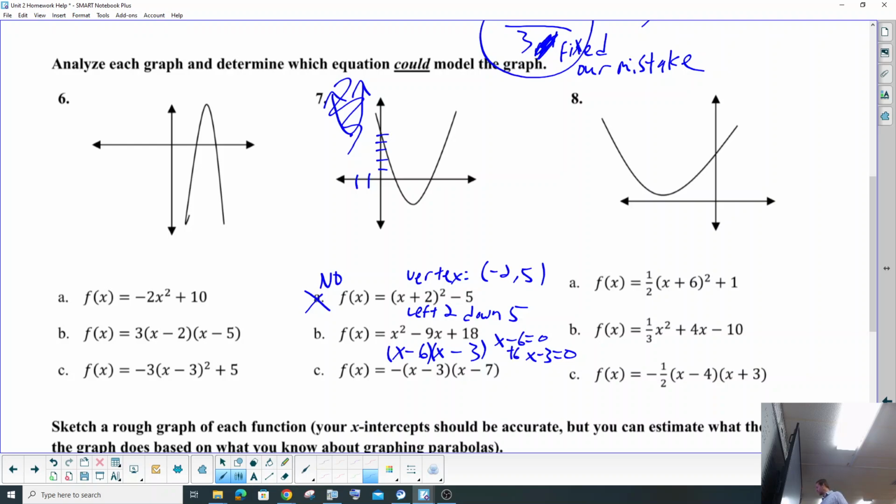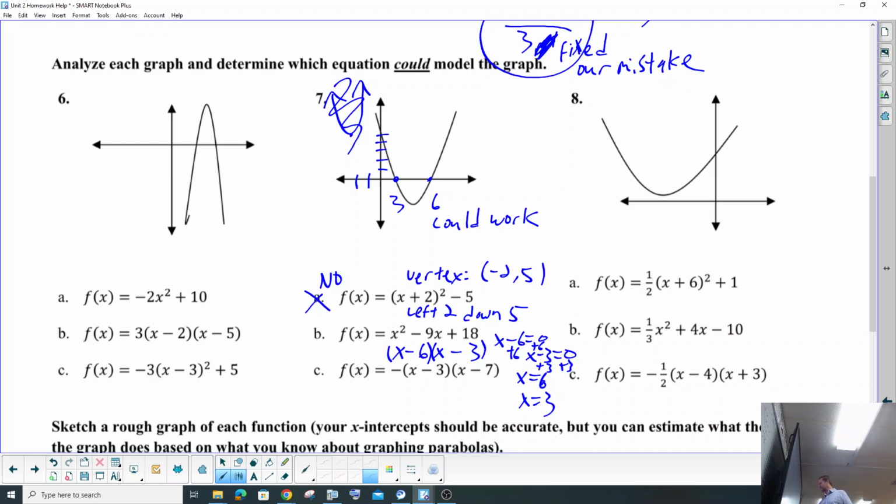So when you add 6 to the other side, you get x equals 6. And add 3 to the other side, you get x equals 3. And you get x equals 3 and 6 as our x-intercepts. Is that going to work? Yeah, 3 and 6 could work. So that's looking promising. It's concave up.